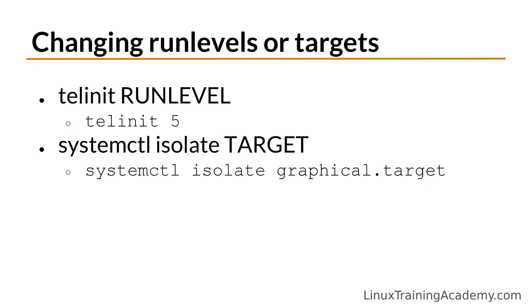With the init system, you can change run levels using the telinit command. Simply supply the run level you want to change to the telinit command. To change the target, the run level equivalent for systemd, use the systemctl command followed by isolate and finally the desired target. Here's how to change to the graphical target.